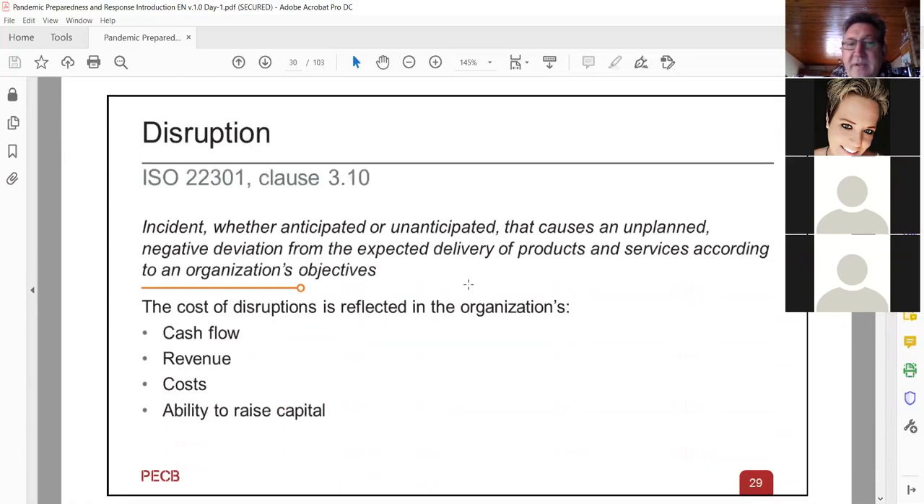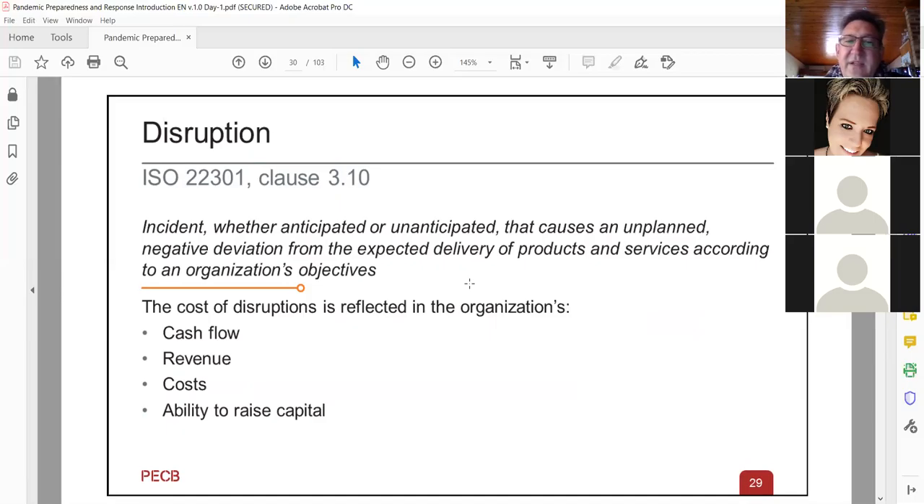All right, disruption. If you're looking at disruption, it is also described in ISO 18788. We did a search on that one, and if you search ISO 18788, it gives you disruption and unwanted events. I think 78 times it is mentioned in that standard. So disruption is in clause 3.10 of ISO 22301.